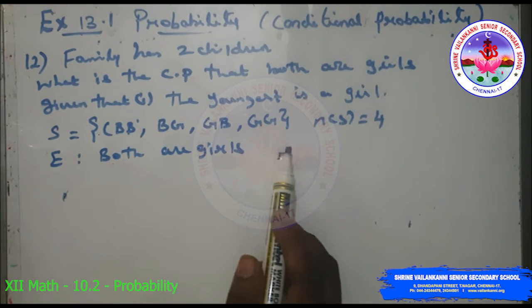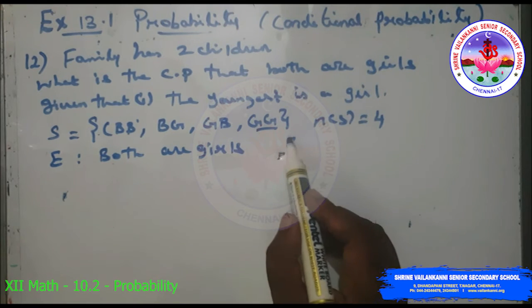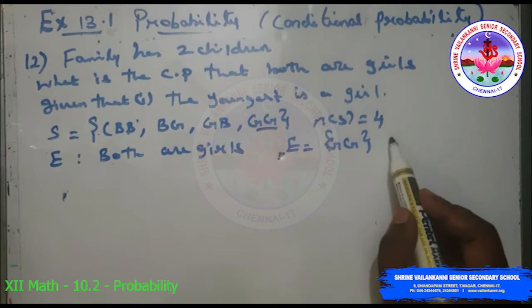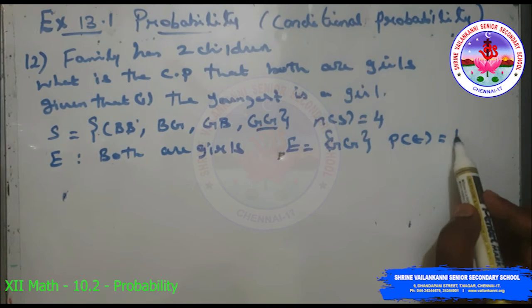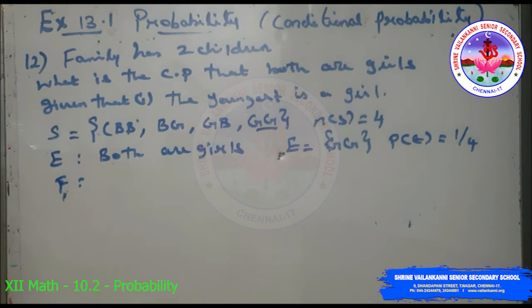So if both children are girls, then it is GG. So E equal to GG. So P of E is 1 by 4. Then F is an event. It is given that the first subdivision, youngest is a girl. Youngest is a girl means the second child should be a girl child.